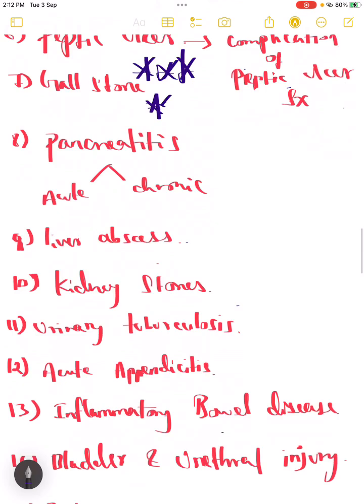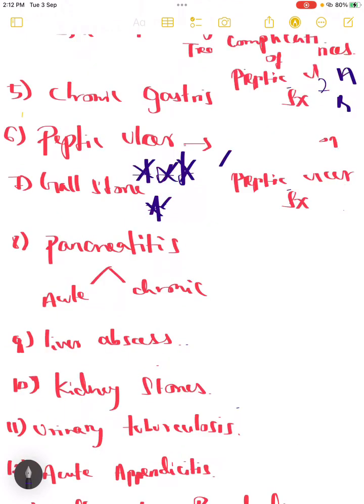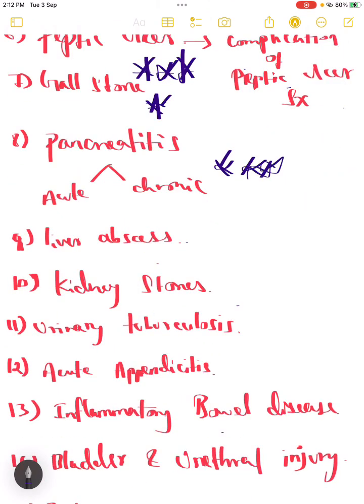Then pancreatitis is very important. This is also a very important star question, particularly acute and chronic pancreatitis. If you see acute pancreatitis, there will also be an image-based question, like Cullen's sign or Turner's sign.